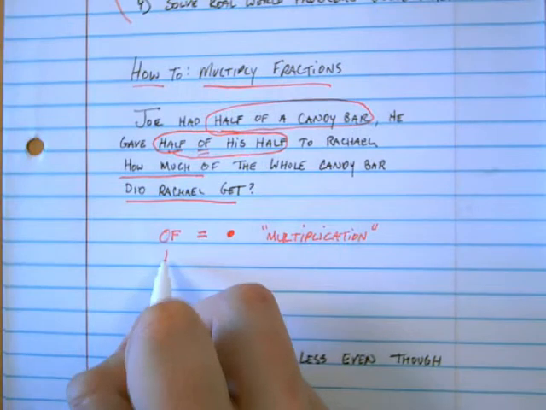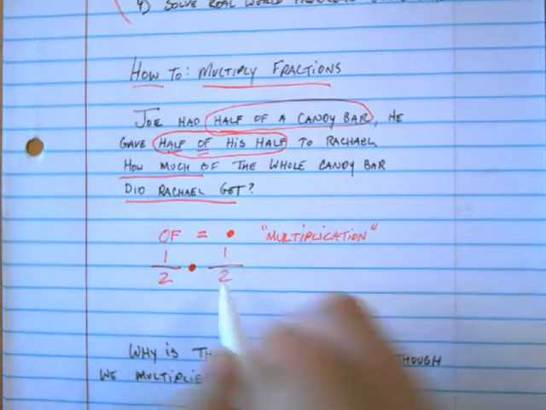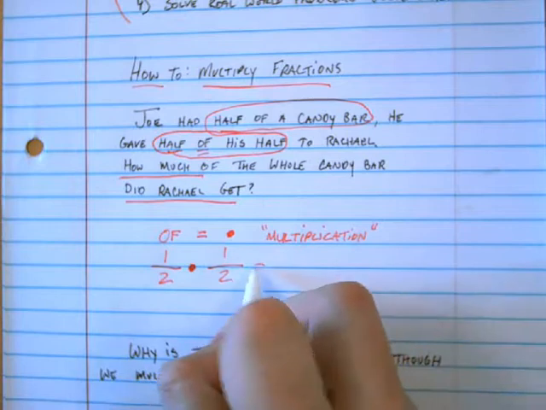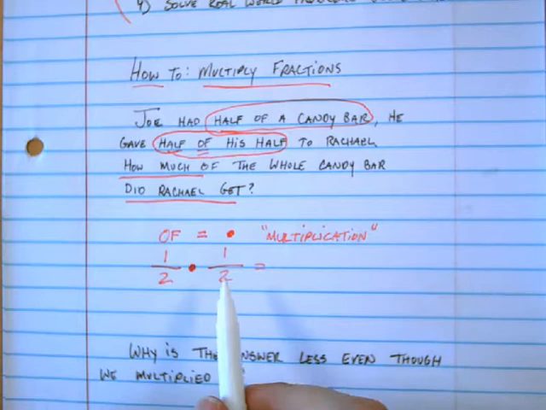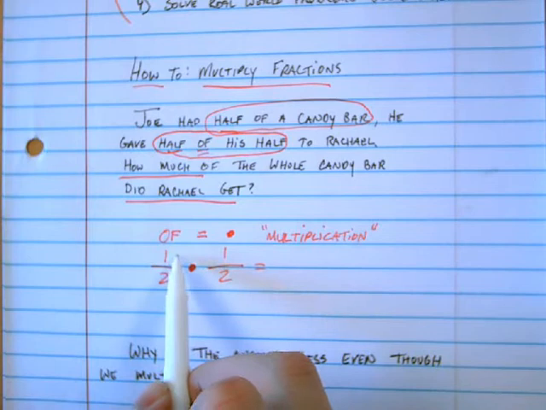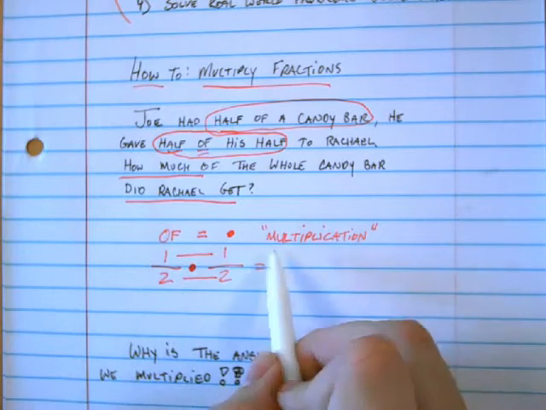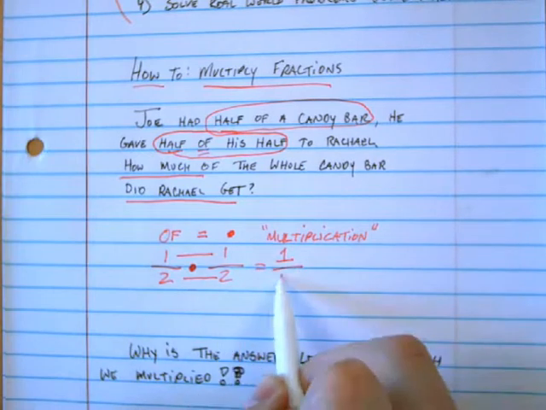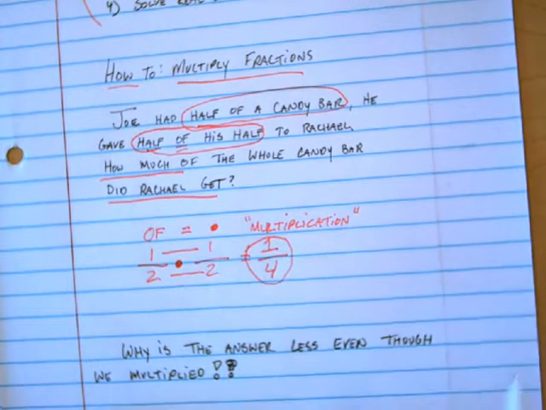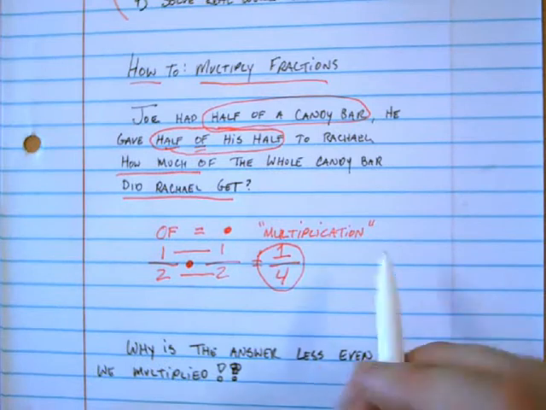Let's go ahead and solve this. So I have half of the candy bar. If he gave her half of his half, it's going to equal, let's see, multiplying is actually the easiest operation to do with fractions. When I want to multiply, I need to multiply the numerator times the numerator and the denominator times the denominator. 1 times 1 is 1, 2 times 2 is 4. Now I have my answer. Rachel got 1/4 of the candy bar.